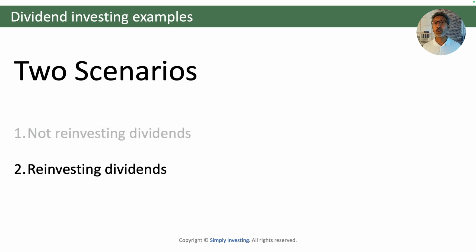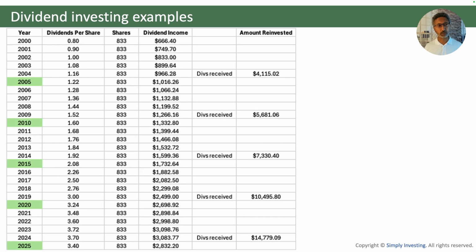So now let's move on to scenario number two, reinvesting those dividends that you would have received from TC Energy. So here's what we're going to do. We took the same table we showed you before. So we're going back to 2000 when you first bought the 833 shares in TC Energy. Okay, and you can see we've got all the dividends listed in there. You can see the dividend income, same as before. It's up on the screen.